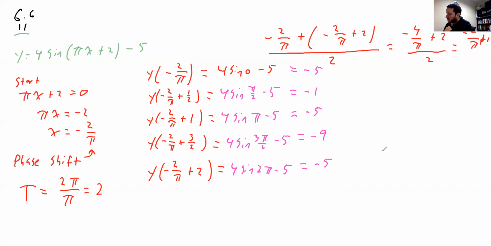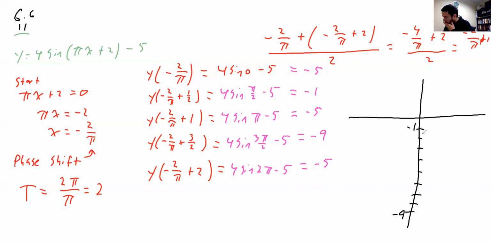So your graph would be pretty far down. 1, 2, 3, 4, 5, 6, 7, 8, 9. So those are the points I want to label: negative 1, negative 5, and negative 9. My first point is at negative 2 over pi. So I want to put that somewhere on the x-axis, but I'm going to throw that on my calculator real quick just to give me an idea of where that is. That's at negative 0.6 something or other. So I'm just going to throw it right here and say that's negative 2 over pi.